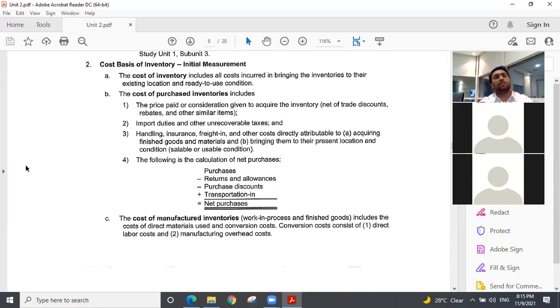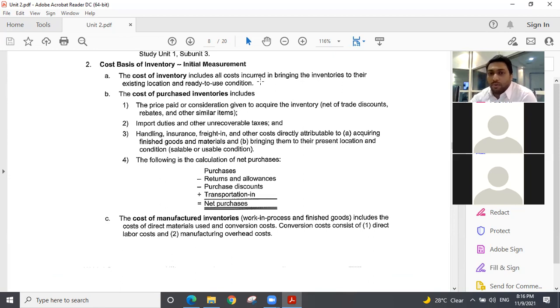Cost basis of inventory, initial measurement. When you have the inventory and you're going to measure it for the first time, that means you're recording your purchase. How much value you are supposed to record. The cost of inventory includes all costs incurred in bringing the inventory to their existing location and ready to use condition. For example, you purchase a few raw materials from the US. For that, you had to pay freight charges, duties. Duties are not reimbursable, so that's why duty is also part of your cost, and any other charges which you paid for. And you brought these goods to your premises.